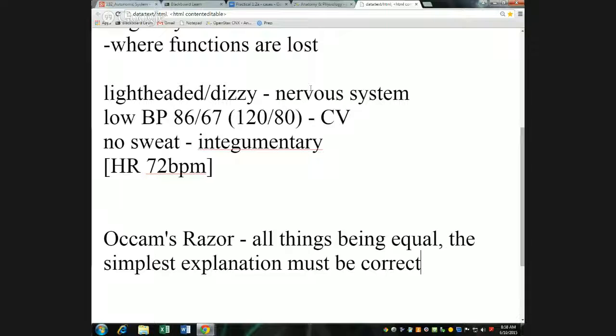Now, it might seem like the dehydration does, because if somebody's dehydrated, their blood volume is going to be low, and therefore their blood pressure is going to be low also. And if you're dehydrated, then you're obviously not going to sweat. Okay. For what I've written up here, you can kind of make a case for that.